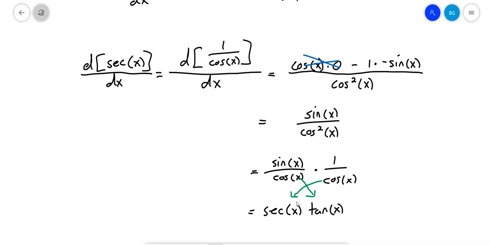I don't know why. It's just 9 times out of 10, whenever someone asks you, okay, what's the derivative of secant, you hear secant times tangent, not tangent times secant. So I just wrote it the way that you see it the most often. But yeah, there's our result. So the derivative of secant with respect to x is secant times tangent.